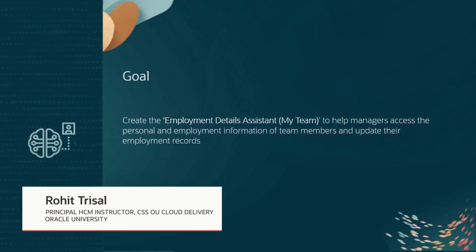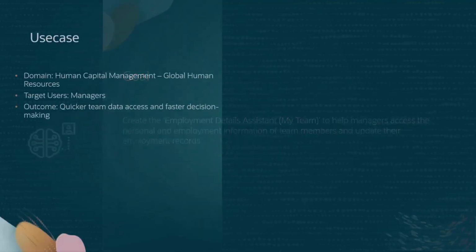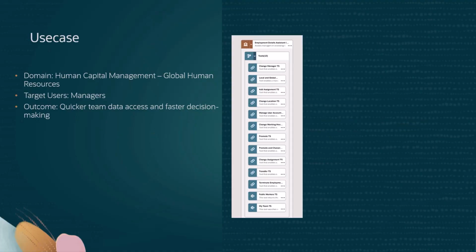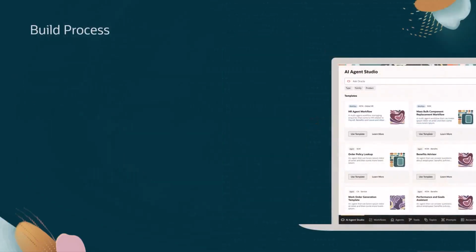In this demonstration, our goal is to create the Employment Details Assistant My Team agent that helps managers access the personal and employment information of team members and update if needed. The AI agent Employment Details Assistant helps managers retrieve and update personal and employment details, enabling faster access and quicker decision making. To create the agent from the seeded template, we need to follow two steps. Copy the pre-built template and then test the agent to make it available for use.